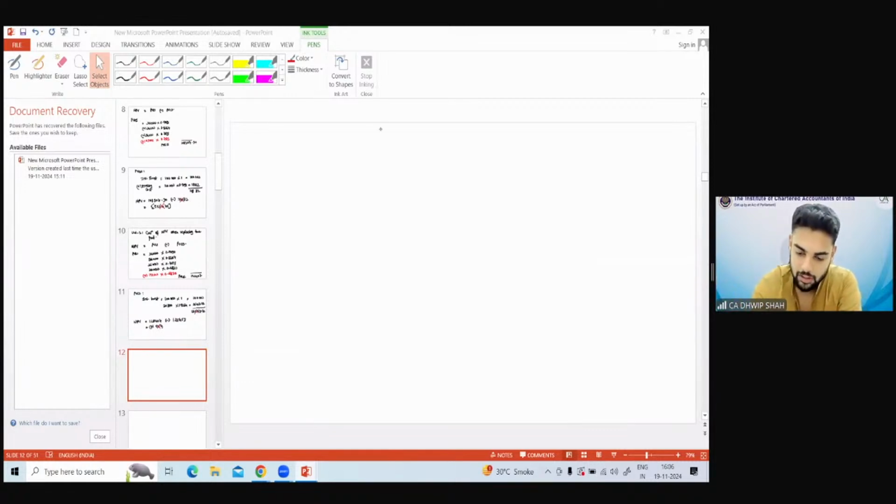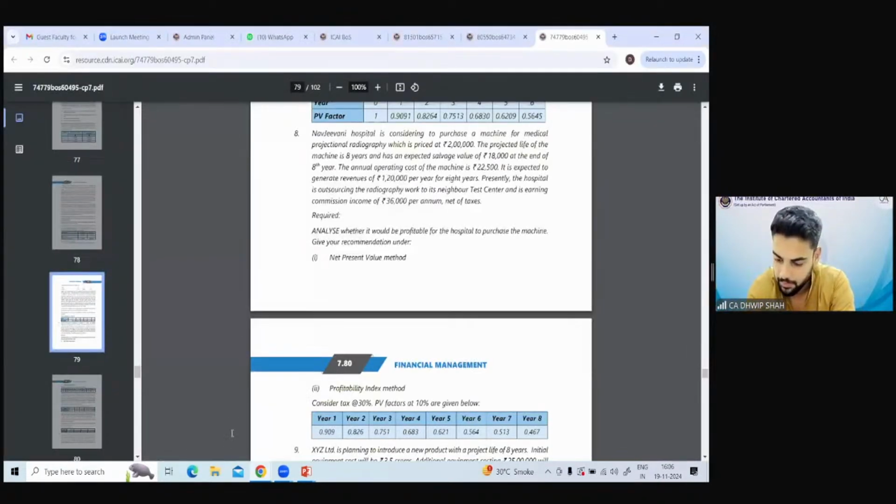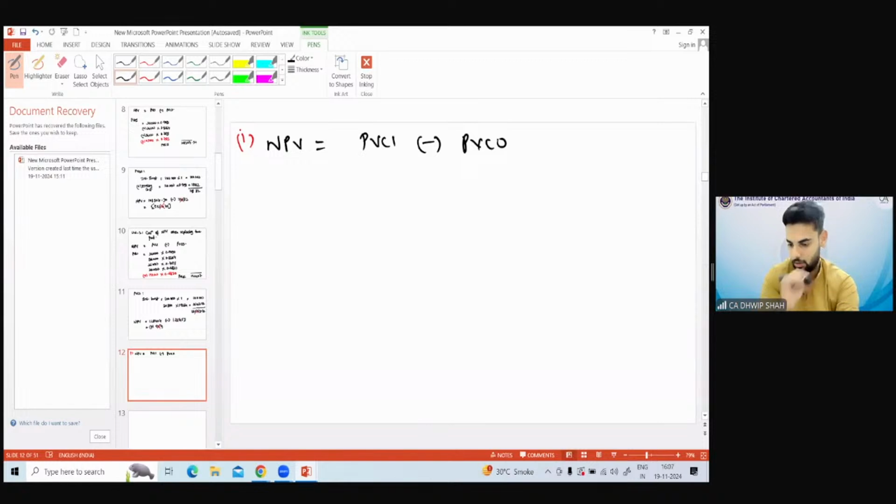Understood? So let's calculate NPV. See, they have asked to calculate NPV and PI. So let's first calculate NPV. NPV is nothing but PVCI less PVCO. So let's focus first on PVCI only.